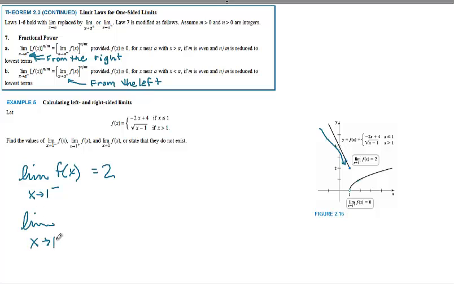Likewise, if I look at x going to 1 from the right, pick up your right hand and move your right hand towards that point, and it is going towards the value of, and what are the y's? Remember, this is what are the y's. The y value is going to 0.